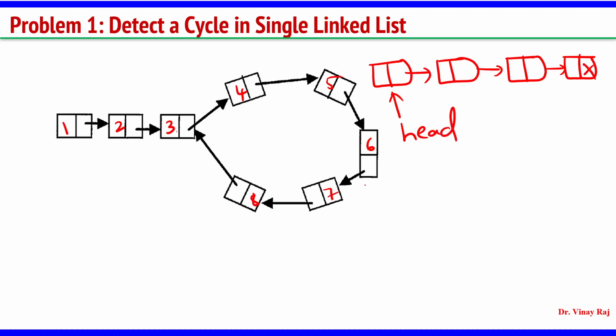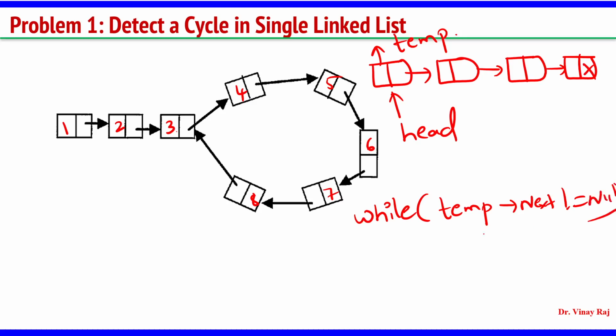This is my head. What we do is take one temporary node, let this be temp, and we write while temp next not equal to null. So we will be traversing the list until we reach the end. Or we can even write this condition as while temp not equal to null. We will be traversing, and if you want to print or count the number of nodes, we can do it here.